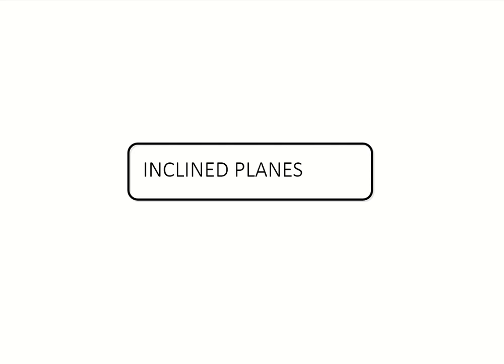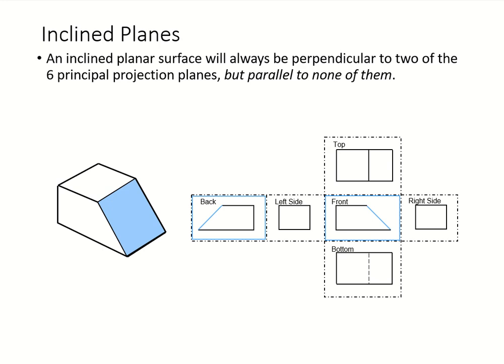Alright, next part in chapter 2, auxiliary view is the inclined planes. So if we think about the inclined plane, take a look at it. We have surfaces. See this surface right here? This is what we say is inclined. It's kind of like having a slope.